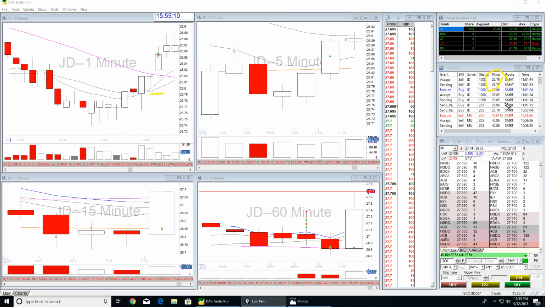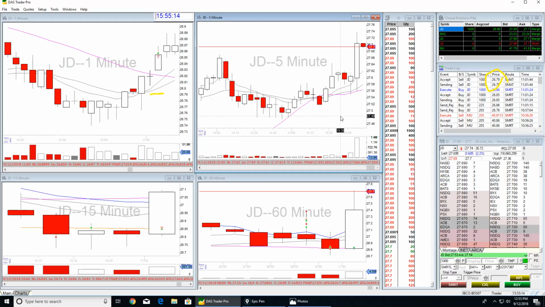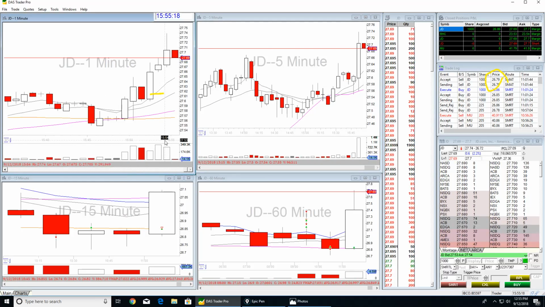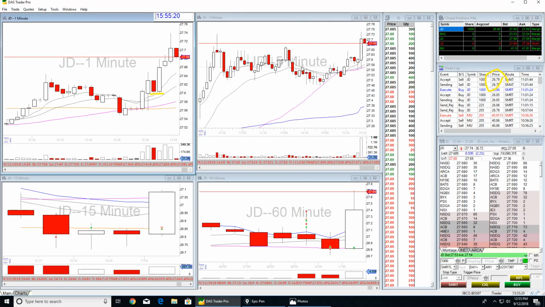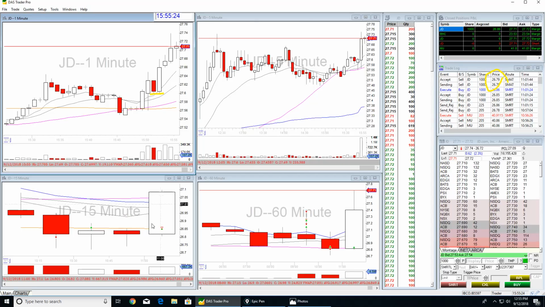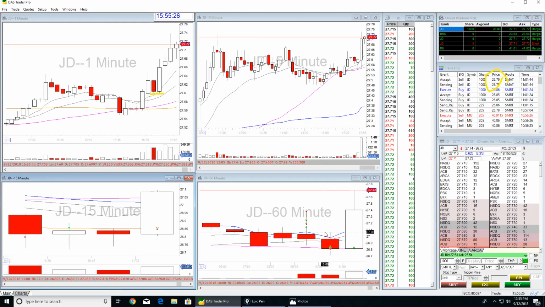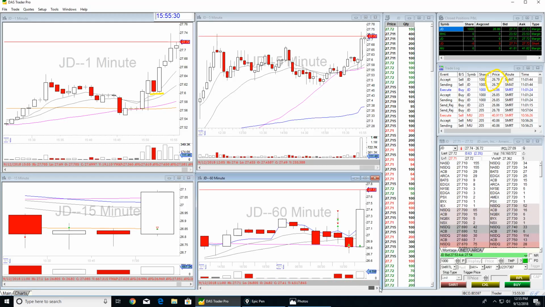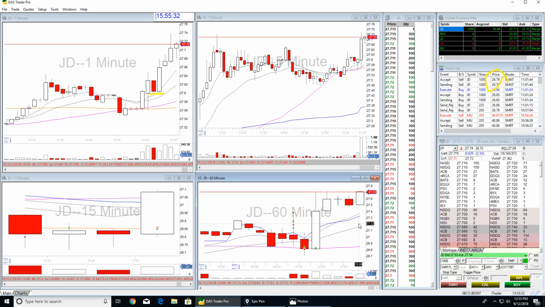That's what I'm doing. And then I got back and looky here. Oh shoot. It just broke through some resistance at the top. Oh no, did it bounce off? Yeah, it's bouncing off of it. But look at that, JD 60-minute, that's what we want.